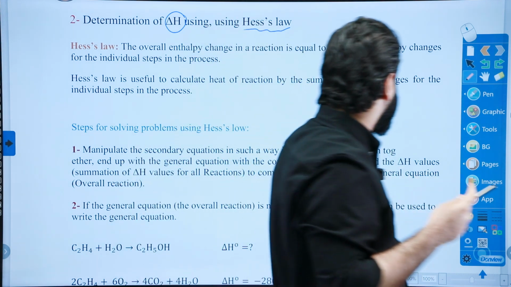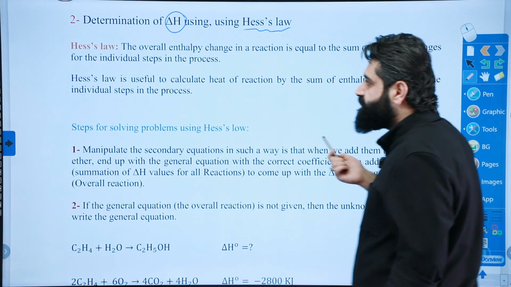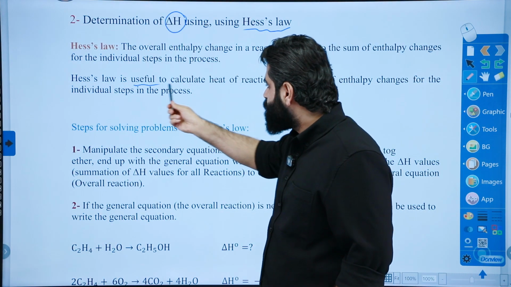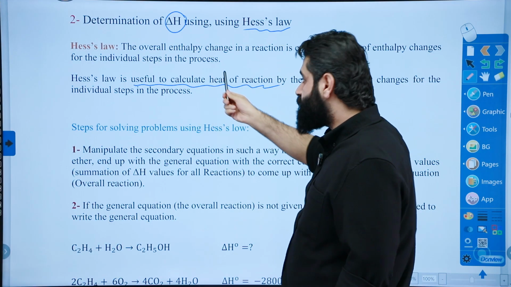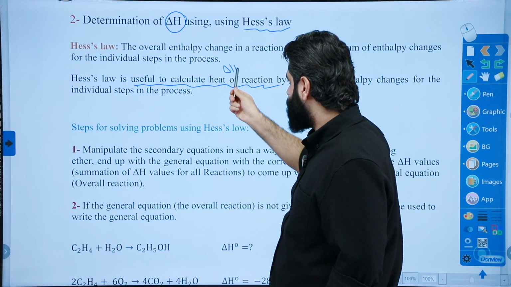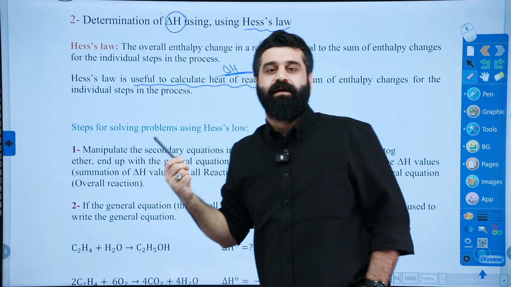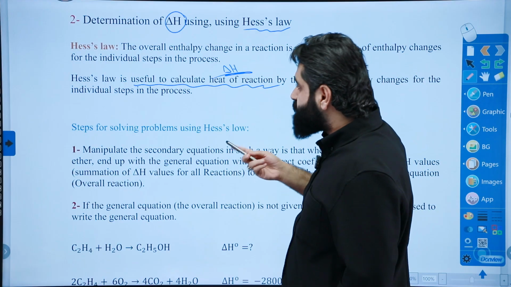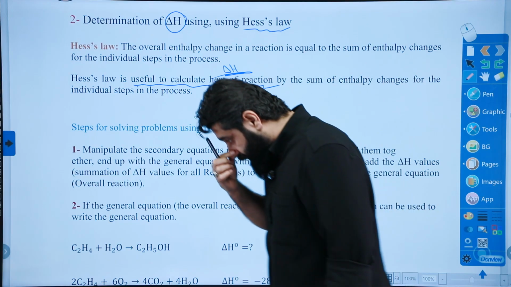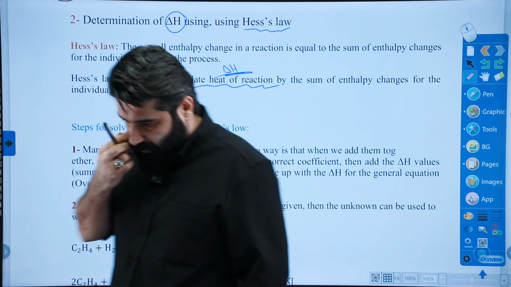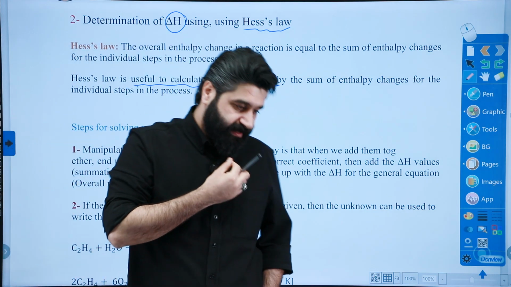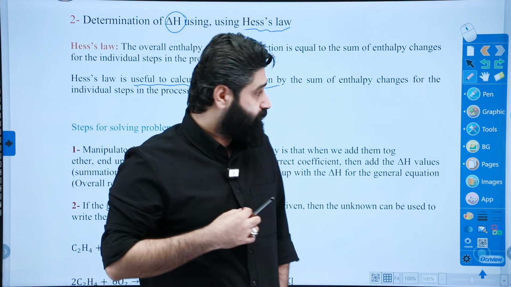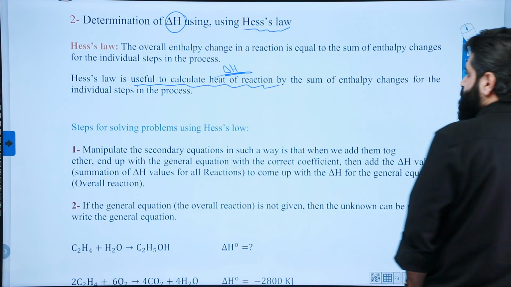Okay, so first of all, let's define Hess's law. Hess's law is used to calculate heat of reaction. Heat of reaction stands for delta H, enthalpy of reaction. So this is the main goal of Hess's law. It is very important that you recognize whether the question is Hess's law or delta HF.